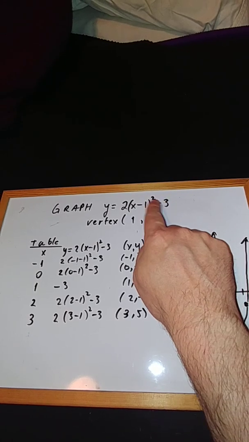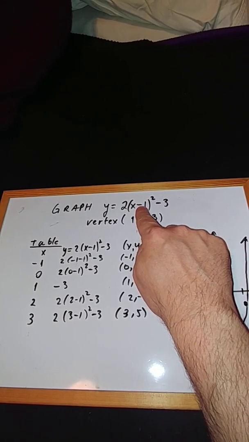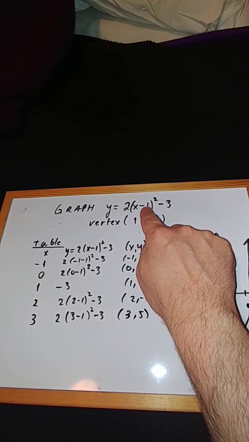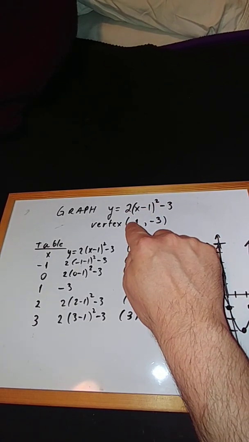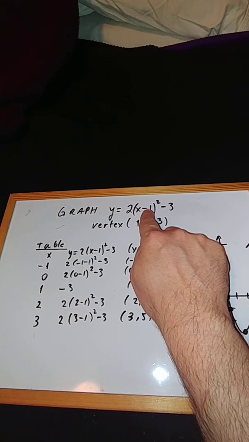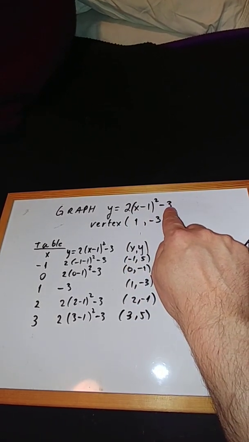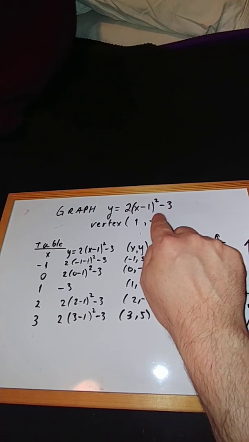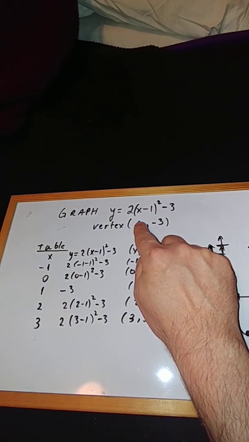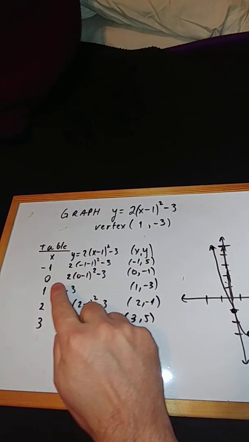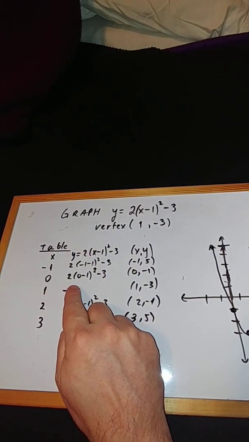To find the vertex, we look at the inside value of h, which is -1, and we take the opposite sign, which is positive, and then take the numerical value, which is 1. Next, we take the k value, which is -3, and record it here. So the vertex will be (1, -3). And we will write that in the middle of our table.